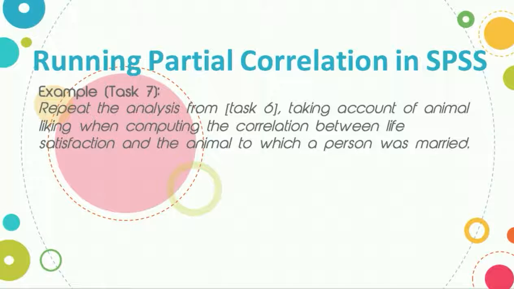And so to demonstrate this, we are going to refer to task 7 in the chapter, and it asks you to repeat the analysis from task 6, which we just did in this lecture, taking into account animal liking while computing the correlation between life satisfaction and the animal to which the person was married. So the biggest thing we're going to do is just make sure we control for the effect of animal liking.